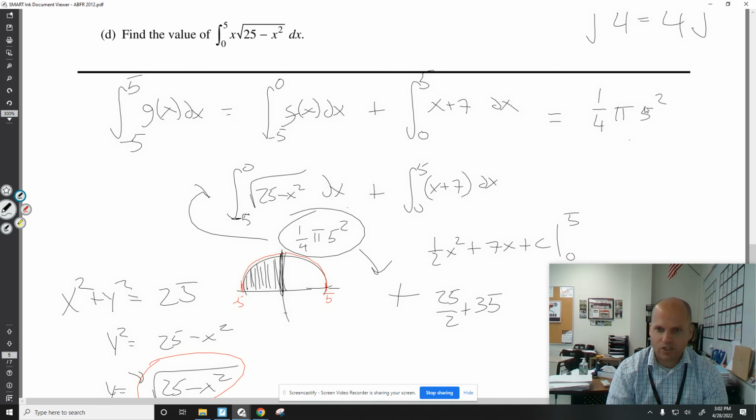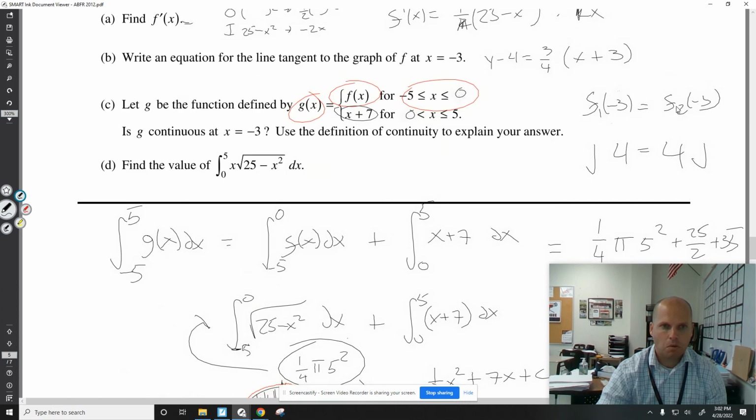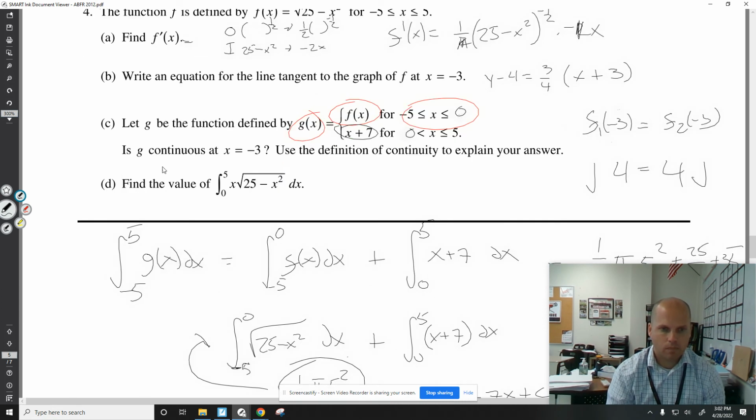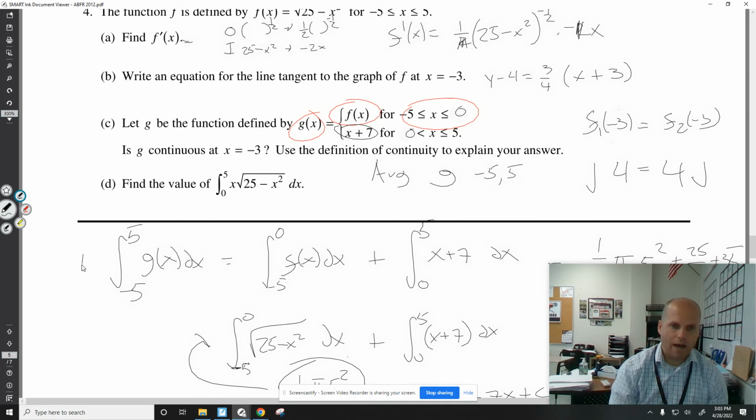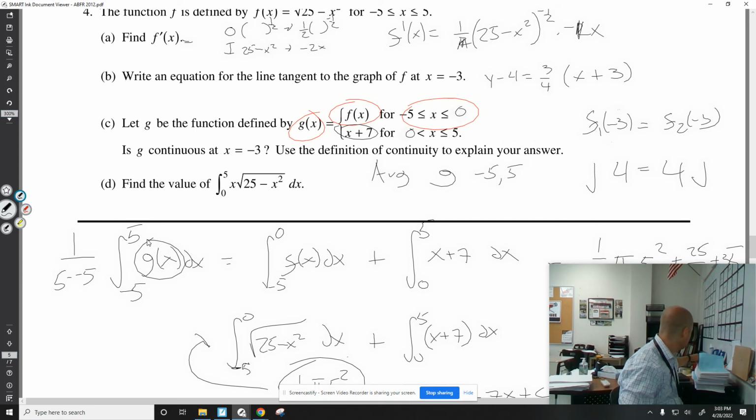Now, what if they asked you, hey, what was the average G from negative 5 to 5? I would just do the same thing that I just did. It would just be 1 over b minus a times the integral from a to b of what I'm trying to find the average of. Okay? I'm looking at the test right now.